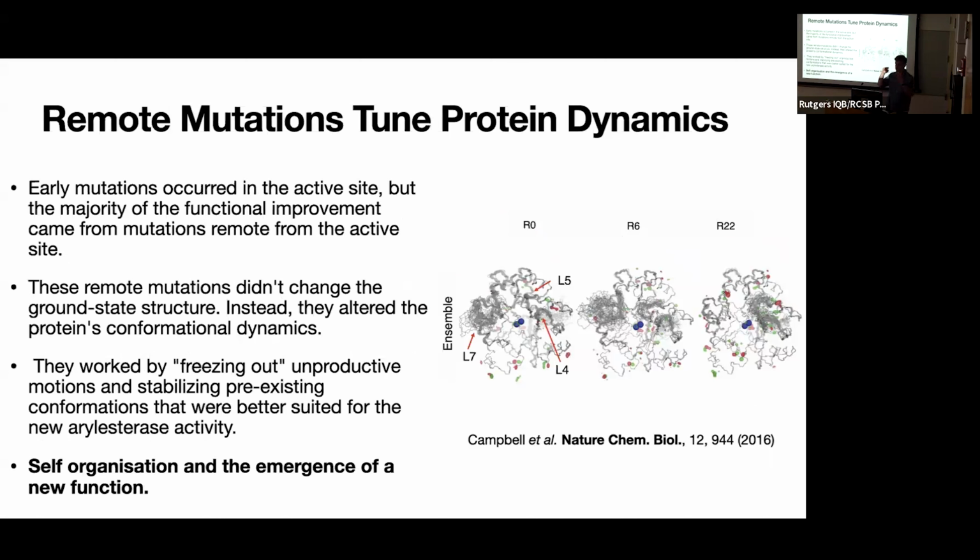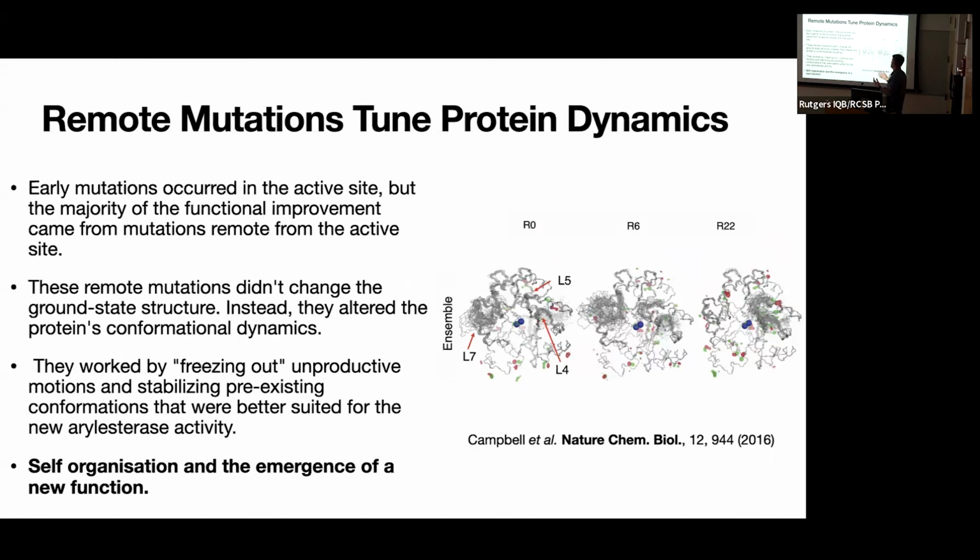When we solved the structures, what we saw was there was only one mutation in the active site. And when that first mutation comes in, you get a 2-fold change in activity. You don't get a 10,000-fold change in activity. So how do all these remote mutations change the activity?